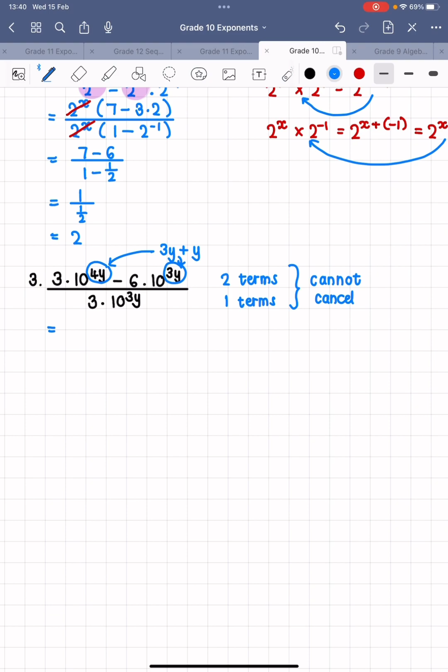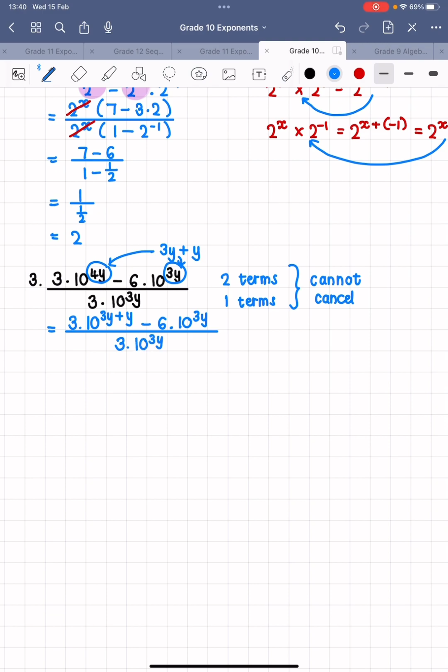All right, so I'm going to rewrite this as 3 times 10 to the power of 3y plus y minus 6 times 10 to the power of 3y over 3 times 10 to the power of 3y.